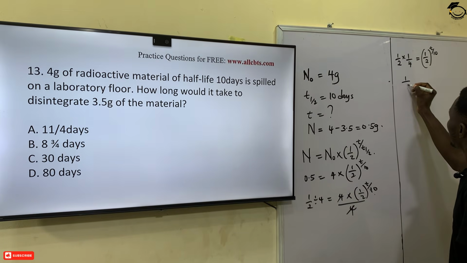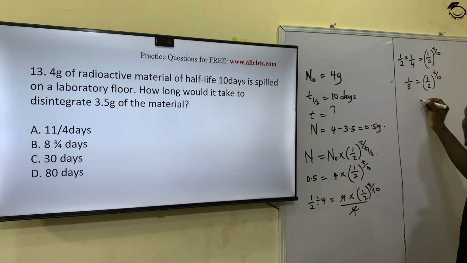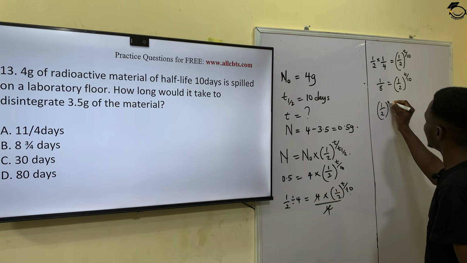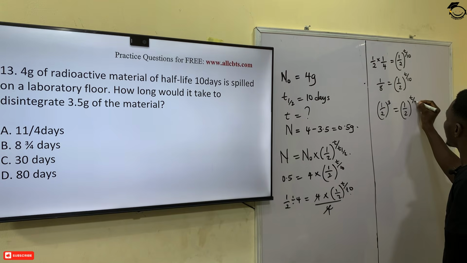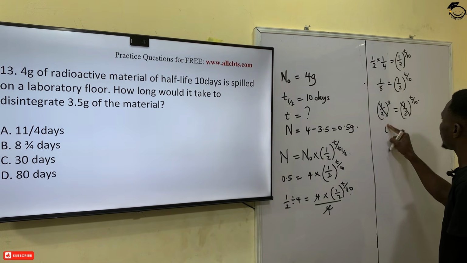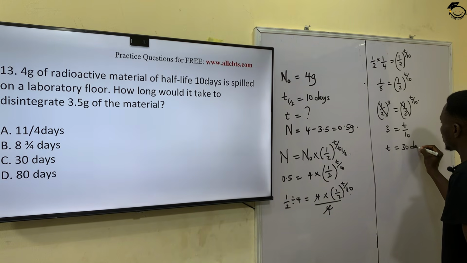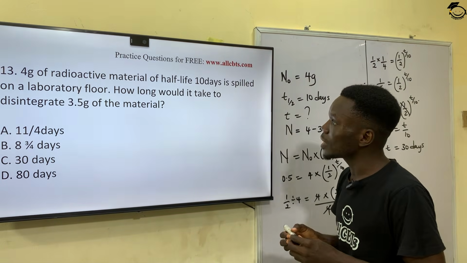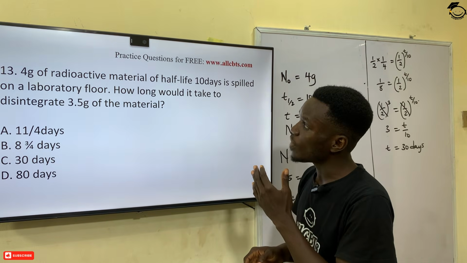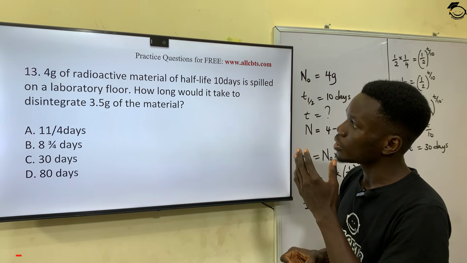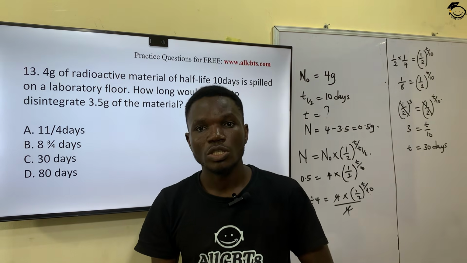So this will give me 1 over 8 is equal to 1 over 2 raised to the power t over 10. This is the same as saying I have 1 over 2 raised to the power 3, because 1 over 8 is 1 over 2 raised to the power 3. This is equal to 1 over 2 raised to the power t over 10. So 1 over 2 cancels out 1 over 2. It means I have 3 is equal to t over 10. This means that my t is equal to 30 days. So the time it will take for this radioactive material to disintegrate 3.5 grams and leave only 0.5 grams is going to be 30 days, which is option C.